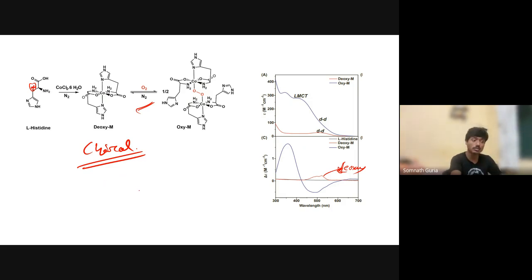So CD is showing a different kind of structure which is found in the presence of oxygen. But similarly, this oxo species again returns back to the deoxy form when we purge argon or nitrogen into that solution. Okay, so this phenomenon has also been recorded by CD spectroscopy.